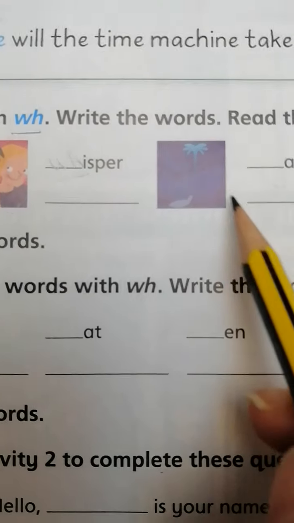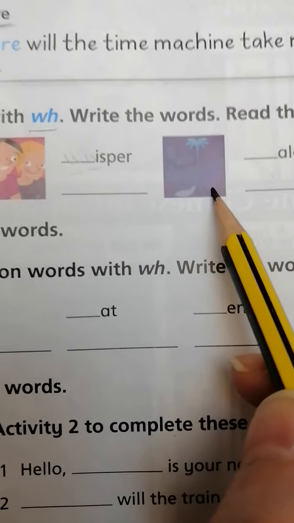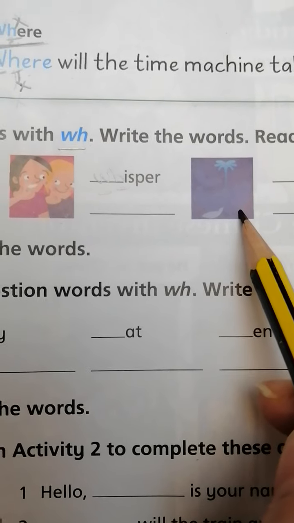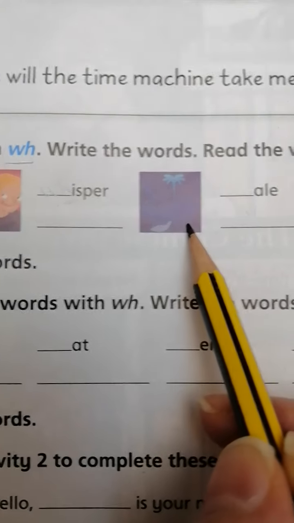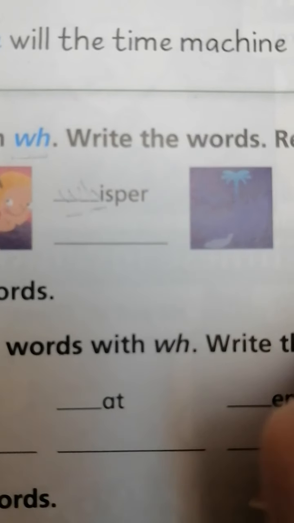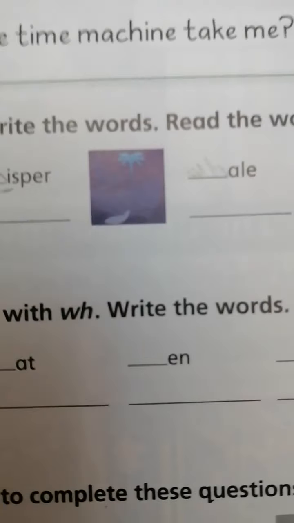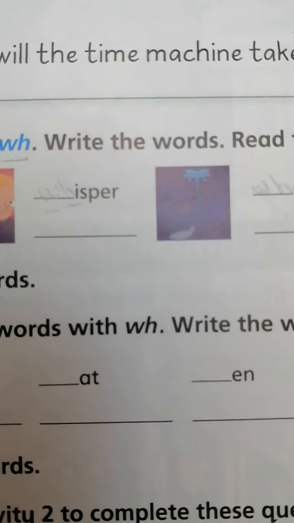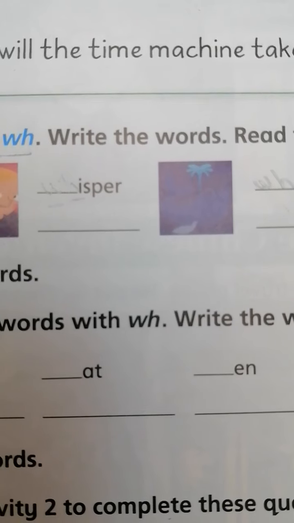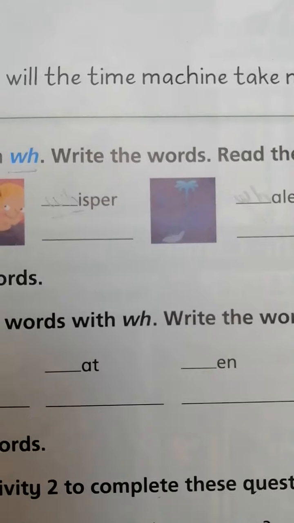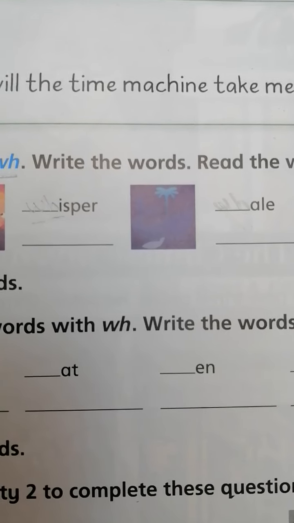Can you see the third picture here? Can you tell me what you can see here? Yes, whale. It is whale. Whale, a very large animal that lives in the sea and looks like a fish.